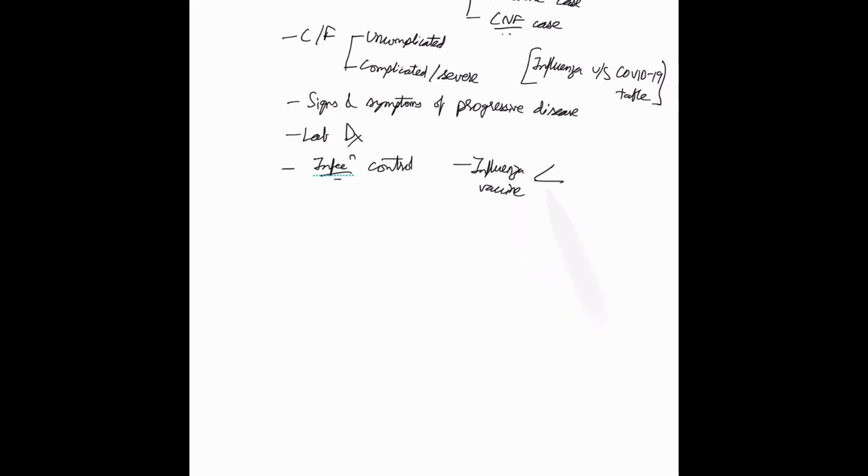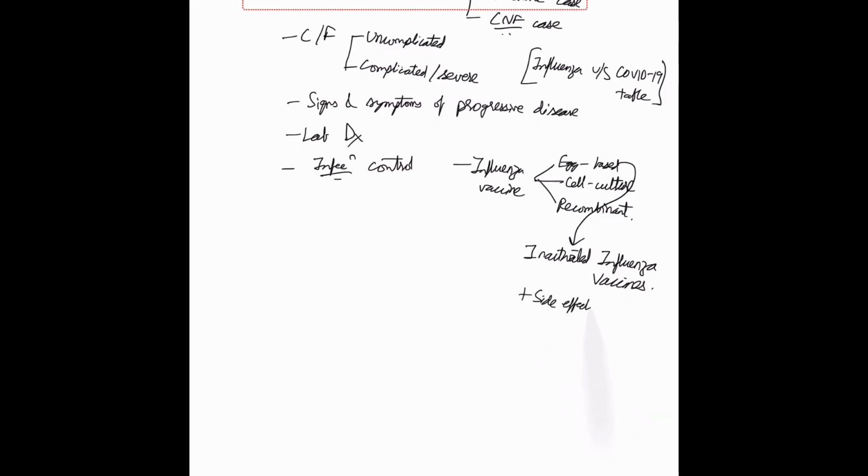And very important table, differentiating influenza and COVID-19. Signs and symptoms of progressive disease, lab diagnosis, infection control, and then influenza vaccine, of which there are 3 types: egg-based, cell culture, and recombinant. Egg-based are usually inactivated influenza vaccines. There are live attenuated vaccines as well.